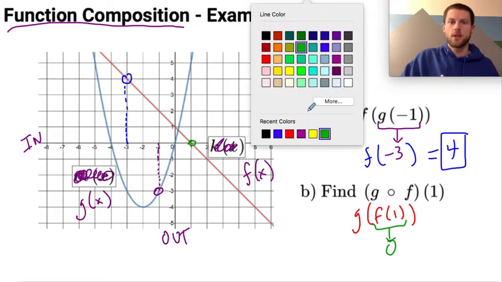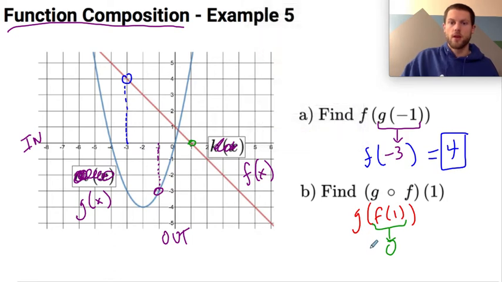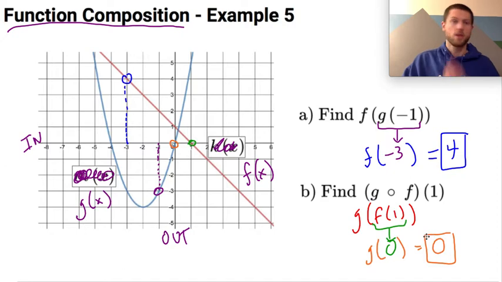So that means now I need to find out, let's go with orange, what g of 0 is equal to. So now I'll go to my g function. I'll go to where the input is 0 and look for the output. And I don't need to move very far once again. This is equal to 0. So it turns out that g of f of 1 is equal to 0.